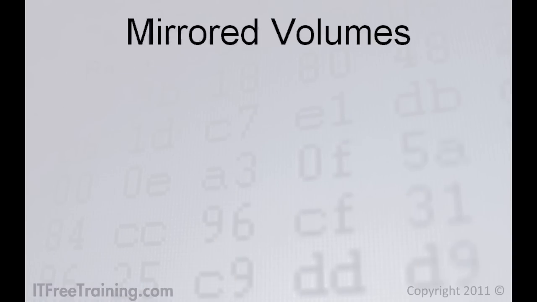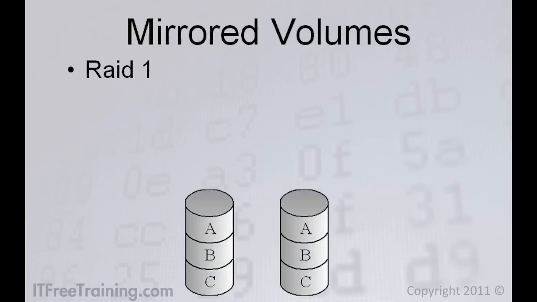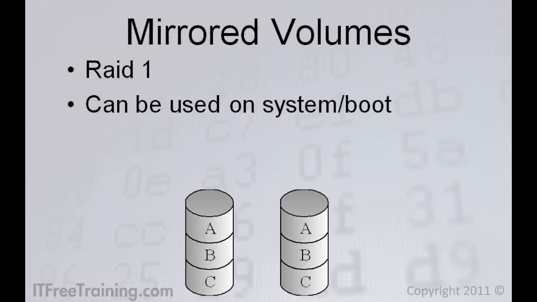Mirrored volumes, or RAID 1, provides fault tolerance by keeping 2 copies of the same data. Mirroring requires 2 hard disks of the same size. If the second hard disk is bigger than the first, the remaining hard disk space will be left as free space. Mirroring can be used for your system and boot drives. This is the only fault-tolerant solution offered by Windows Server 2008 for your operating system. If one disk fails, Windows can still use the other one.